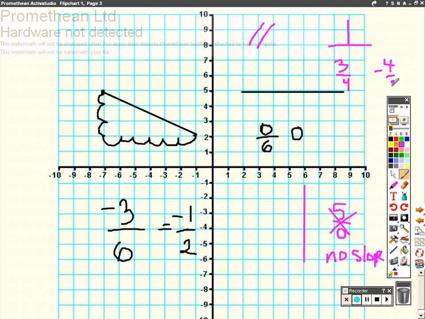Just some additional information. So same slope would be when the slopes match. That's again where we use slope in another part of math. We would use that in geometry.